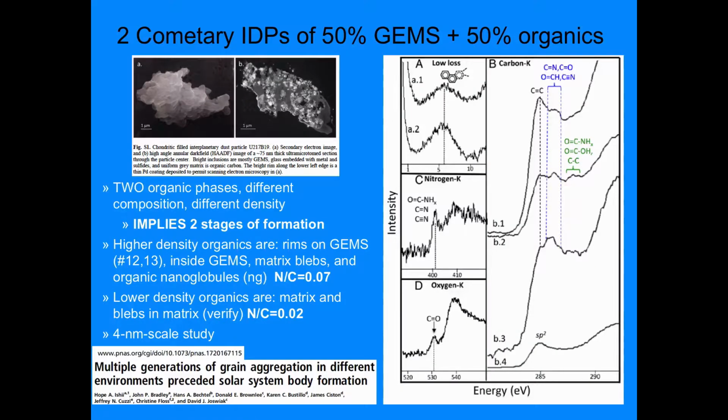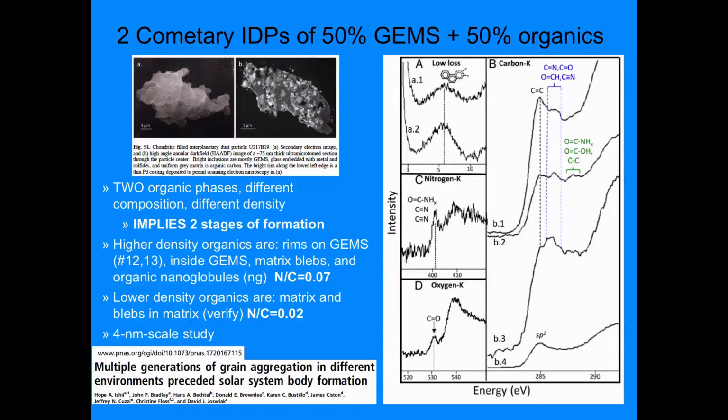If you go on and look at these two particular IDPs that I'm going to highlight that have a lot of this C-triple-N bond, basically I have 3 slides on this particular set of IDPs because I think it's the first evidence that convinces me that there's multiple generations, at least 2 stages of formation.